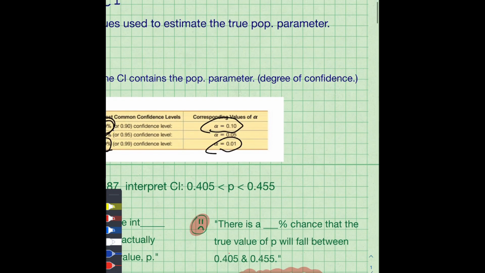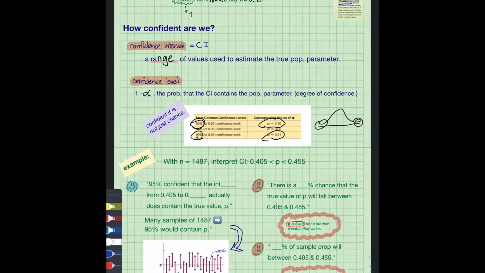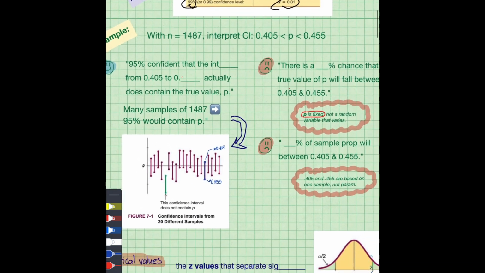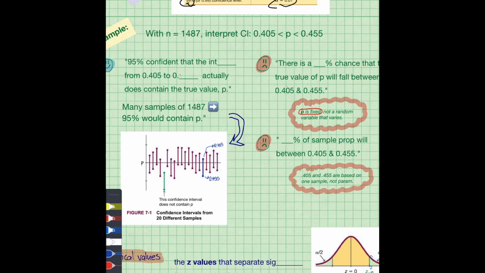This, you recall, is the tail. We're talking about these little tails out here. How much of that? What is the area? All right, moving on to our first problem then. We're just going to read this statement and interpret this statement. And the statement says, 1,487 people. Our confidence interval is from here to here. Here is the best way to read this information. We are 95% confident that the interval from 40.5 to 45.5 actually does contain the true value of P.